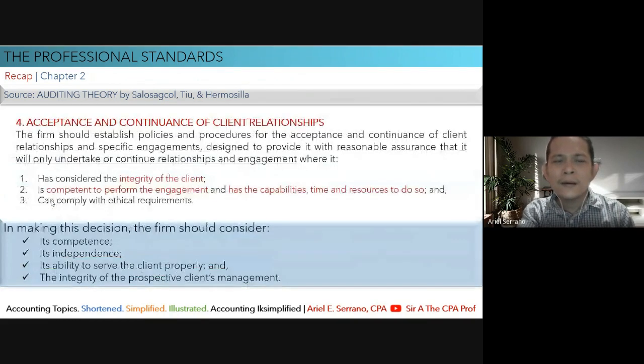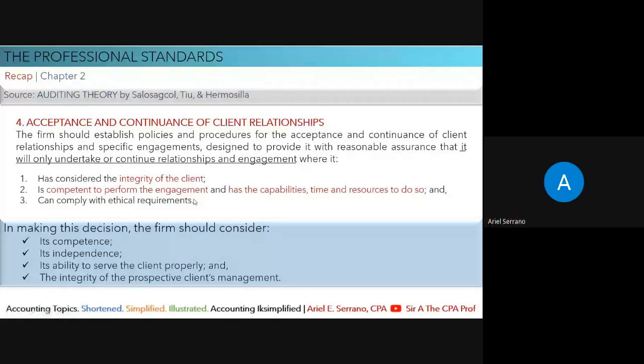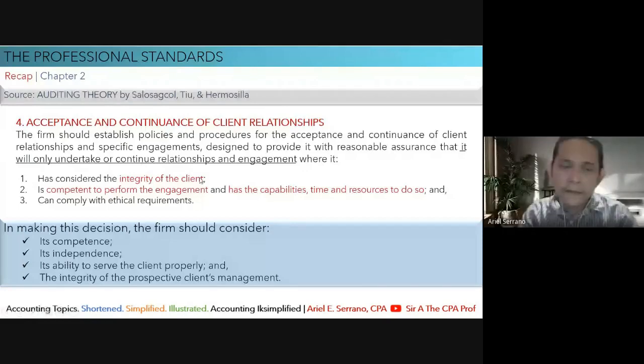Okay? Now, remember that, coming from the chapter 2, under number 4, doon sa slide na yon, sinasabi doon na the firm should establish policies and procedures for the acceptance and continuance of client relationship, to provide it with reasonable assurance that it will only undertake or continue relationships where it has considered the integrity of the client. Please take note na may mga highlight ako dito na colors. Number 2, it is competent to perform the engagement and it has the capabilities, time, and resources to do so. And number 3, can comply with ethical requirements.